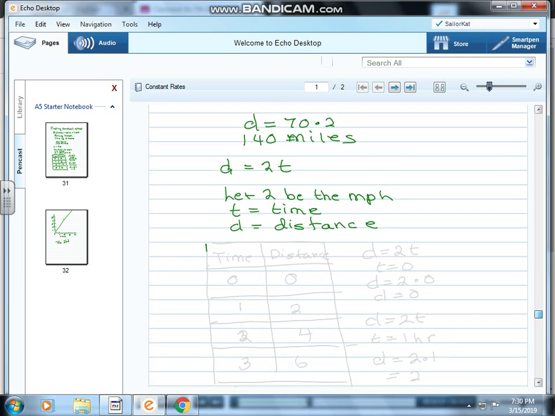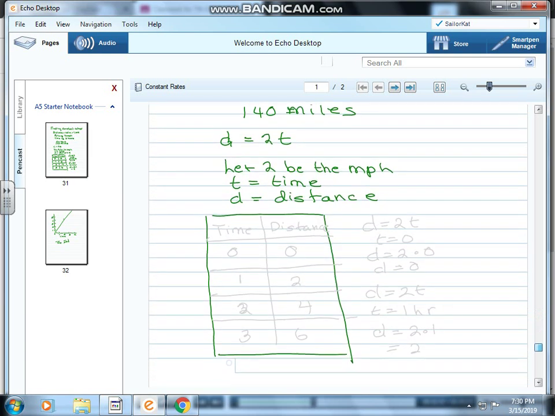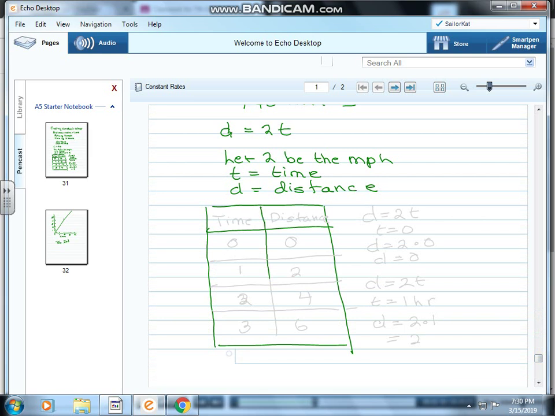Now we can make a table easily with this. You've got your time and your distance. So if we plug in some numbers, let's say we let t equal 0, then d is equal to 2 times 0. d is equal to 0. So if you are not doing the time, you're not doing the distance.